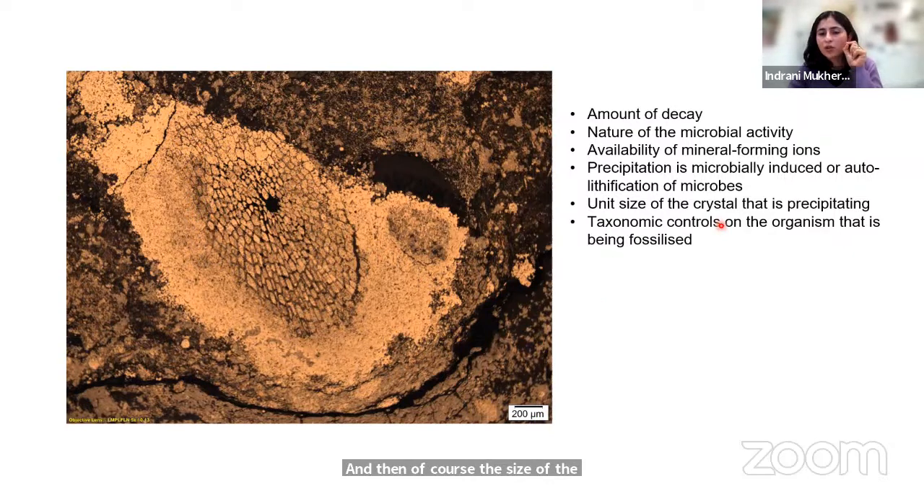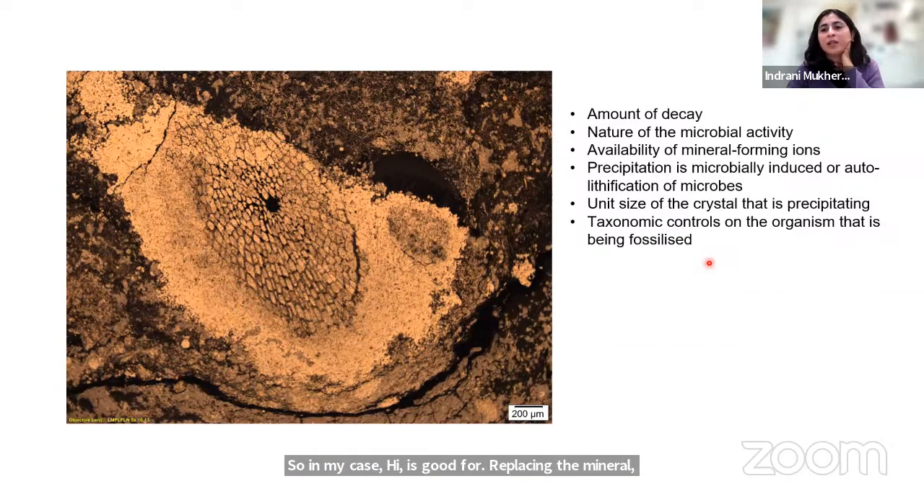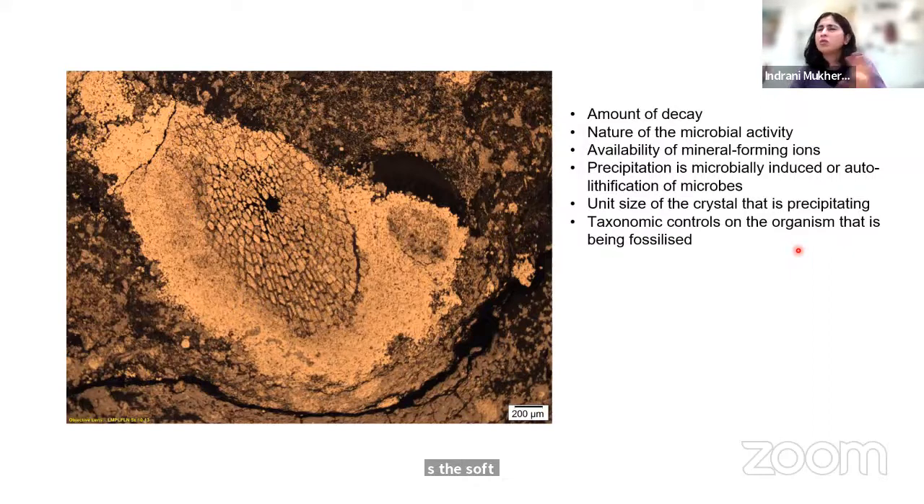And then, of course, the size of the crystals. The smaller your mineral crystals can form, the finer the details you preserve. So in my case, pyrite is good for replacing the mineral, but it's not as good as apatite, because apatite crystals are much finer. So the level of detail preserved is much enhanced. And then, of course, we've got taxonomic controls on the organism. You know, what part of the body is being preserved? Is it the soft part? Is it the hard part? Is it the muscle part? And there's all sorts of things that need to be taken into consideration for this.